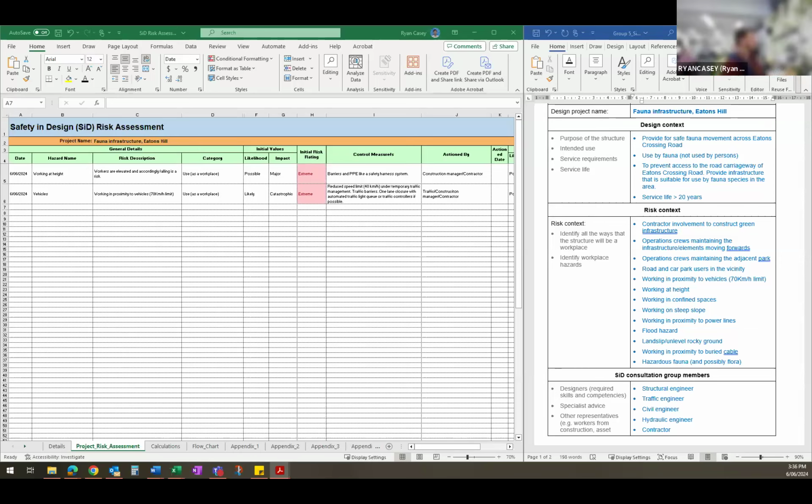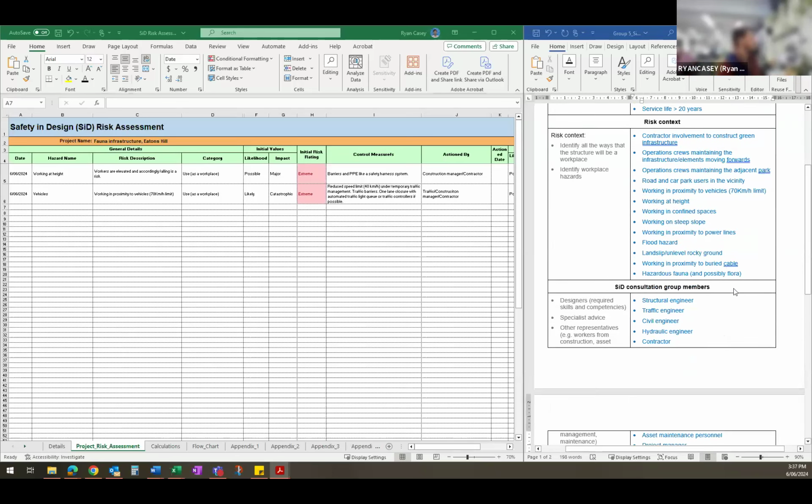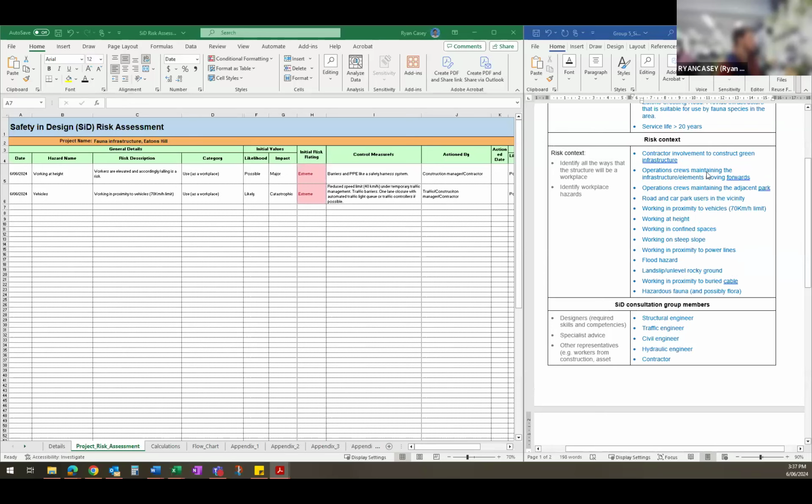Yeah, so we focused more on filling out the Word doc than the spreadsheet, but we got there eventually. That's all right. Well, take us through both if you like. Yeah. I guess we first identified the ways that the structure could be a workplace. So we've got things like the maintenance moving forwards, or even just people doing maintenance in the adjacent area. Obviously, the people actually constructing the infrastructure, and road users, and there's a car park nearby, with people using that in the vicinity.